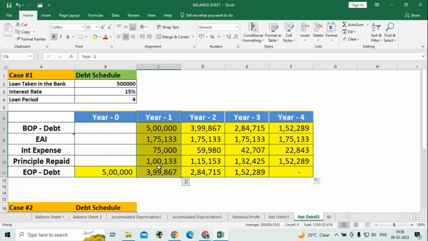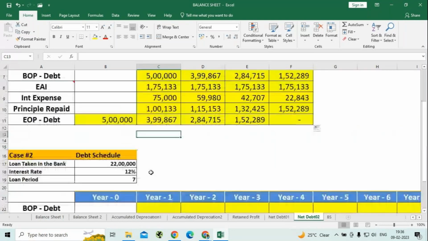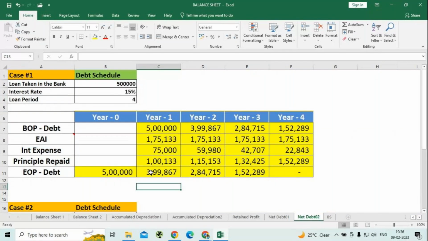Okay, so this year one calculations, it should be very much clear. So I'm going to give it for the debt schedule for 7 years. So please try it out from your end. Okay, yes, so it is only case 2 is there.